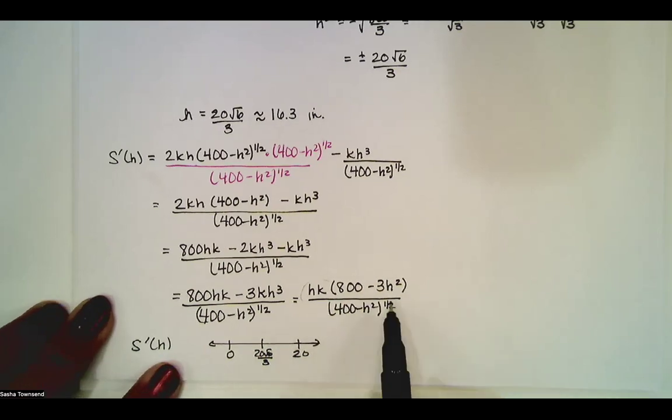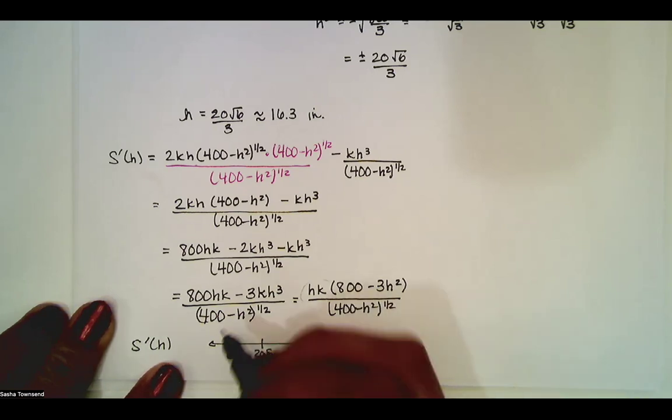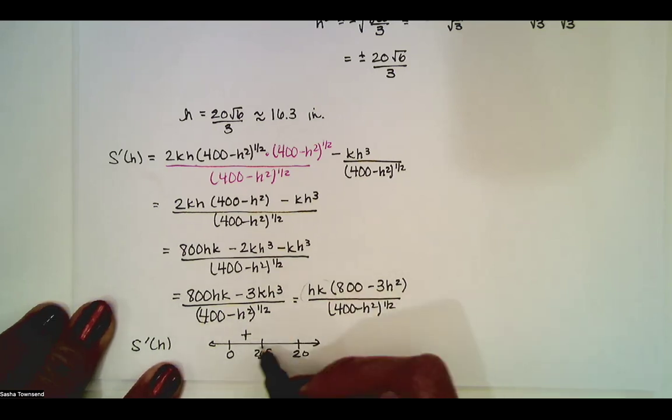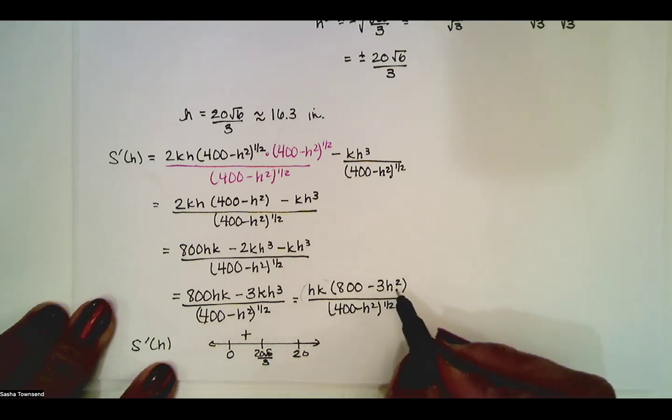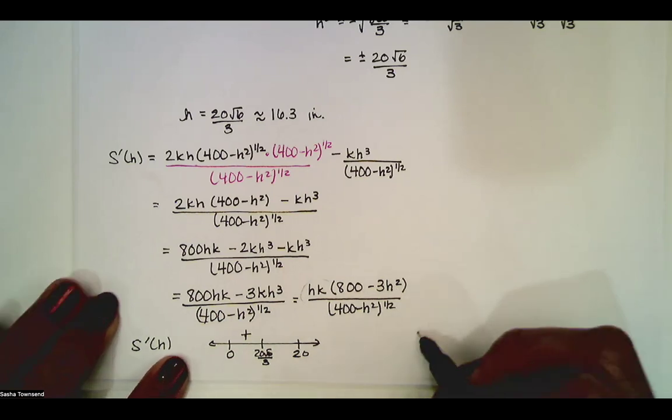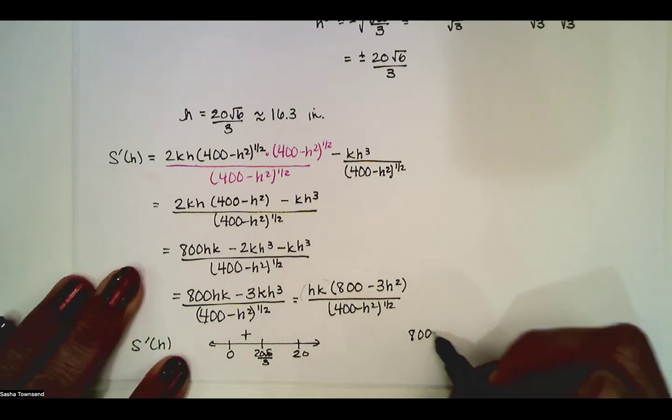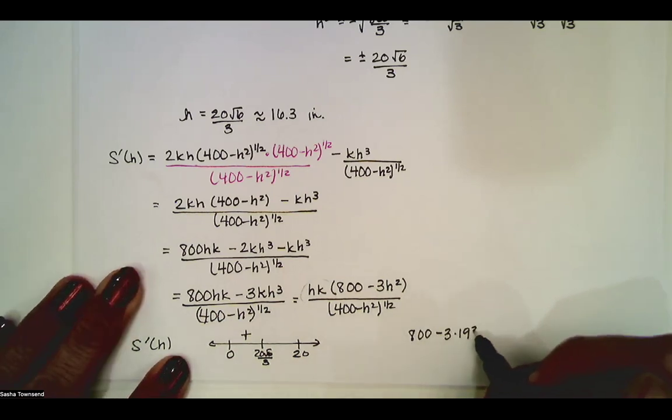Well, you just have to determine whether this expression is positive or negative to the left and right of that 16.3 number. So I would just plug in, like, h equals 1. With h equals 1, we got 800 minus 3, which is definitely positive. And then over here, to the right of h equals 16.3, we could plug in h equals, let's say, 19. I don't actually know what that is. 800 minus 3 times 19 squared.